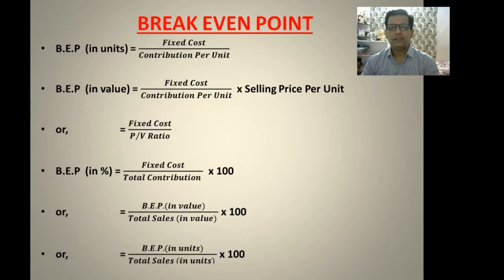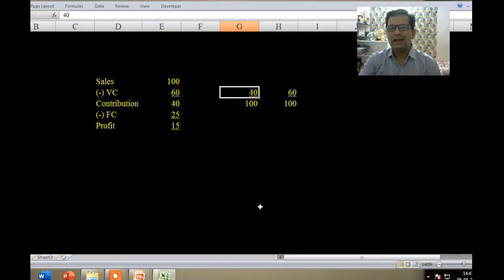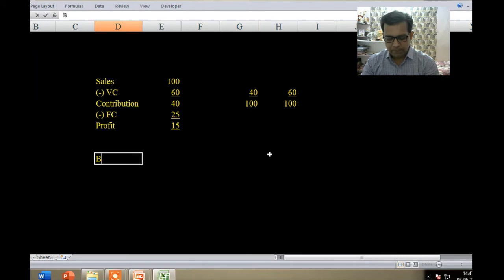All right, now let's look at the next one, which is called the break-even point. Before we go for the formula, let's understand what we mean by the term BEP. A break-even point means that point of sales where we have no profit, no loss. I'm sure you have learned this concept in economics, and it is exactly the same thing. BEP is that sales level where there is no profit or no loss.